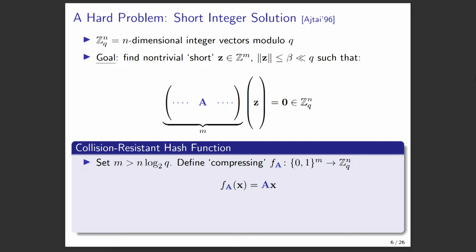OK, so here's what we'll do. We'll set m to be strictly greater than n log q, as you asked. And now I'm going to define a function f sub A. The matrix A is this matrix here, so once we choose A, it defines the function f_A. And f_A is from the m-bit strings to Z_q^n. OK, so why did I use this condition? Anyone see why?